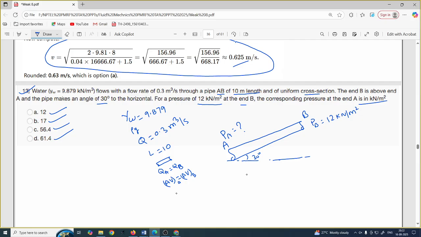So if area is constant, then velocity at A and velocity at B will be equal. So here VA and VB are equal. For the pressure calculation you need the energy balance, means energy at A is equal to energy at B, and you can calculate the energy using Bernoulli's equation: P by rho g plus V square by 2g plus Z.